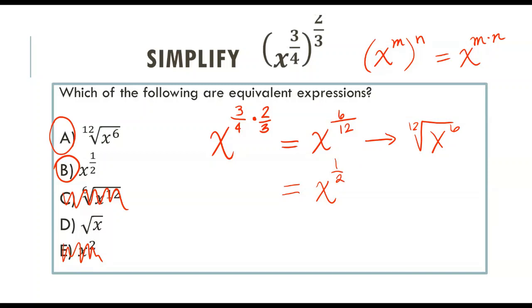But check it out. If I convert x to the 1/2 into radical form, keep the base, right? That is your radicand. Exponent 1, index 2. And as you saw from our previous problem, anytime you have like the square root of x to the first, that's just the square root of x. So our final answer is A, B, and D. My recommendation when you take this test is to check both exponential form and radical form before and after simplifying the expressions to find the equivalent forms.